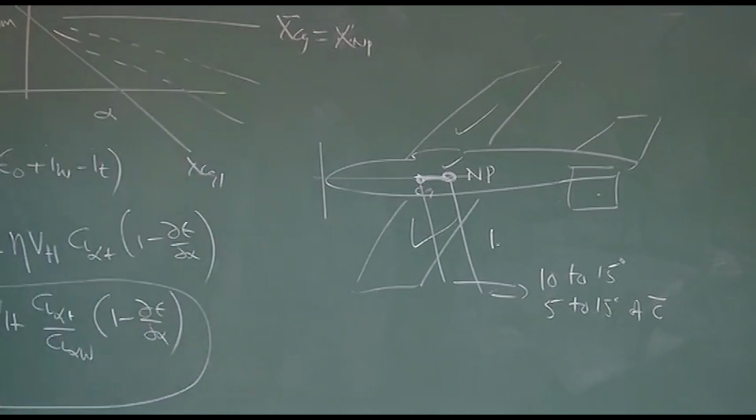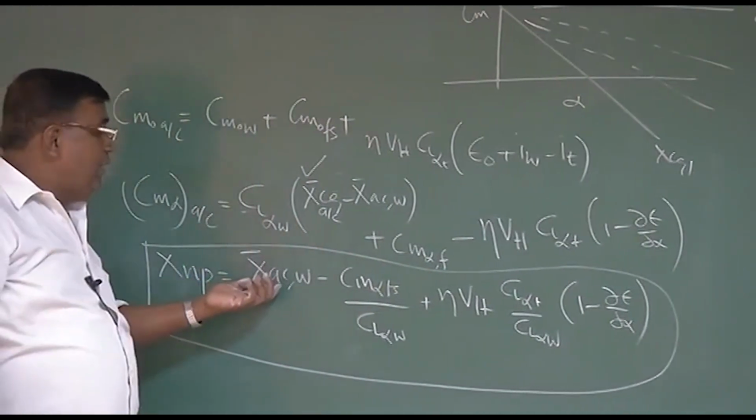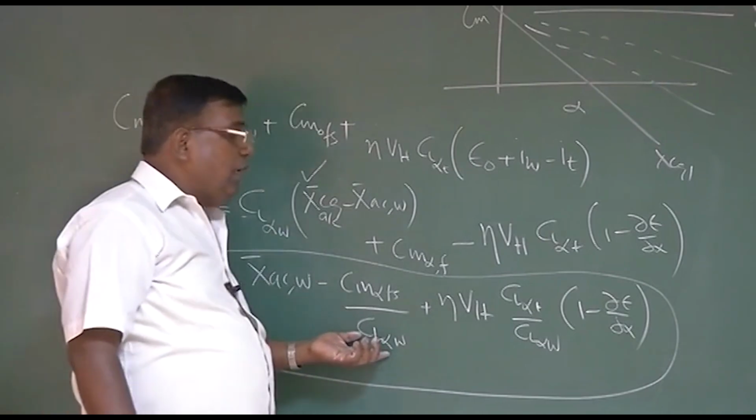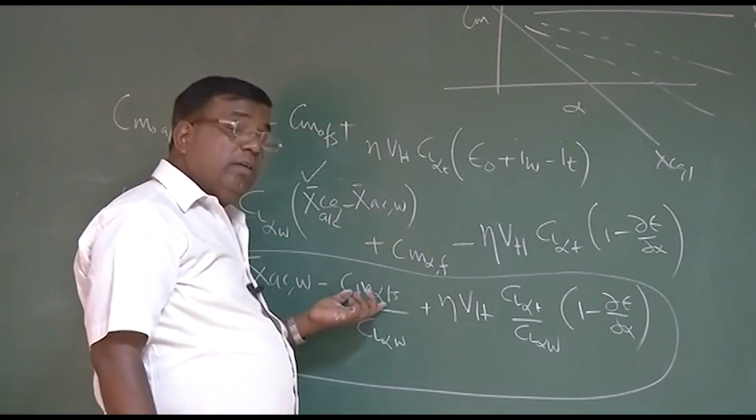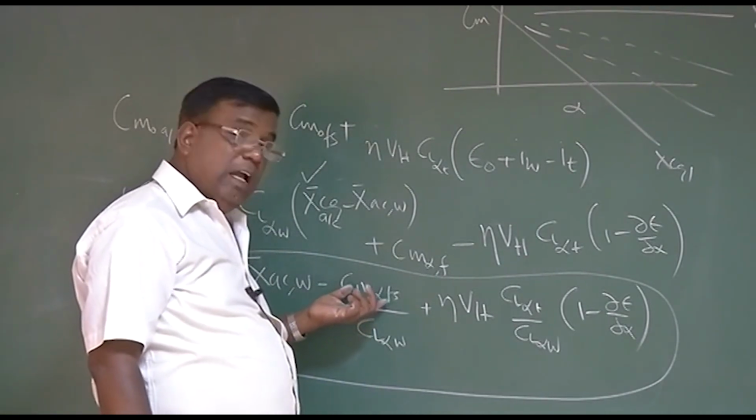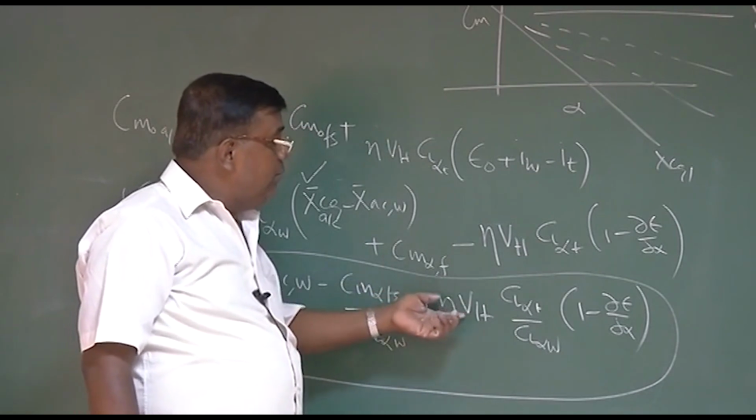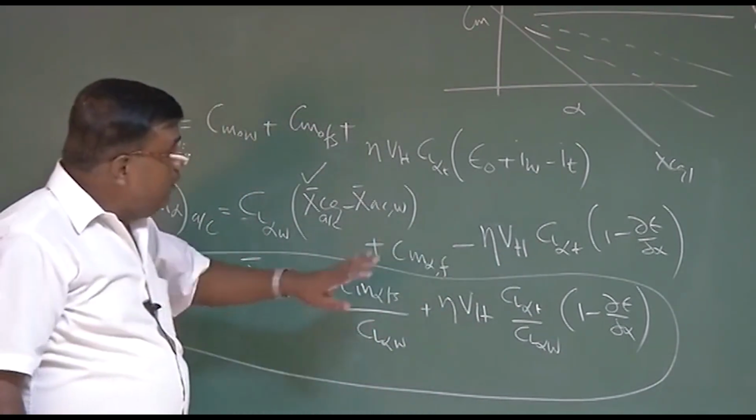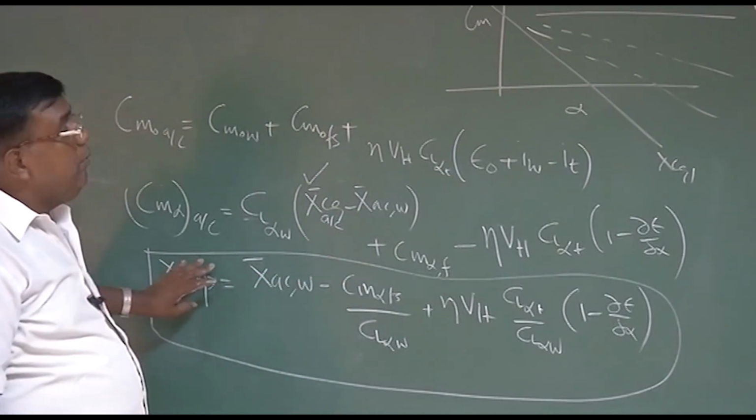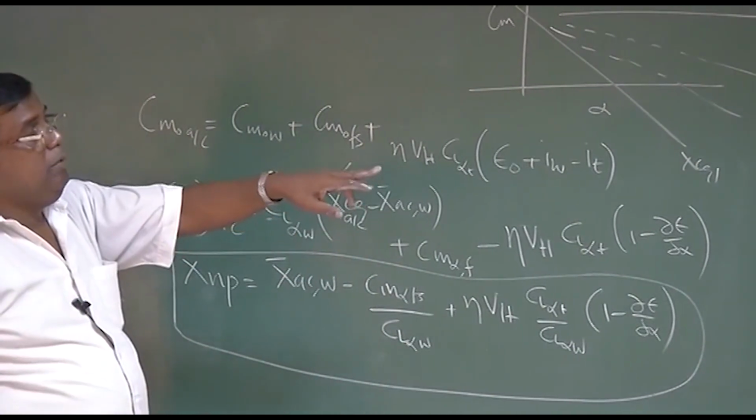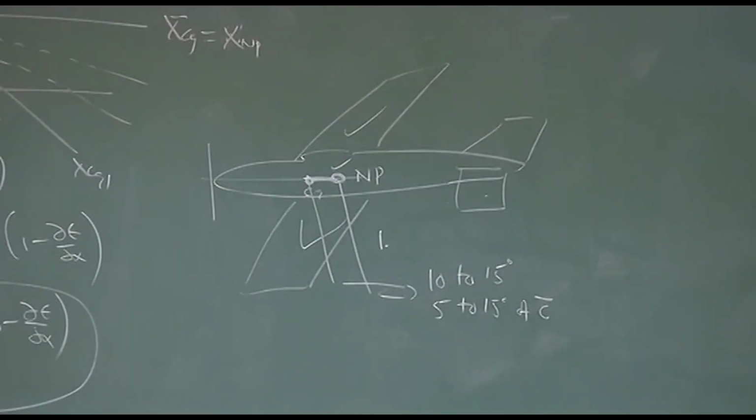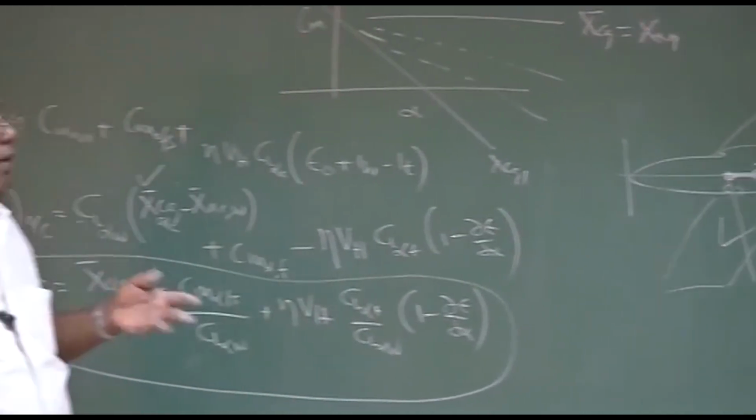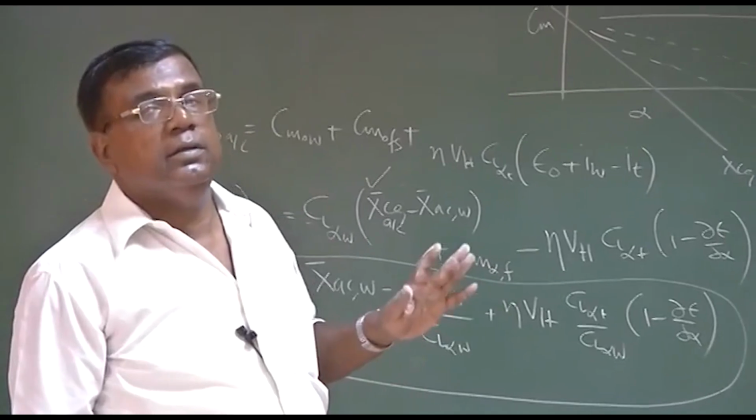Okay? And you can calculate neutral point if you know what is the AC of the wing, which you know is at a quarter chord point. You know how to calculate CL alpha of the wing. You also know how to calculate Cm alpha of the fuselage, although I have not covered. And these are numbers. So d epsilon by d alpha also you can calculate. So once I know those things, then I know what is the neutral point, and I will design my aircraft and lay out the components in such a way that CG is ahead of neutral point by 5 to 15% of mean aerodynamic chord. Okay?